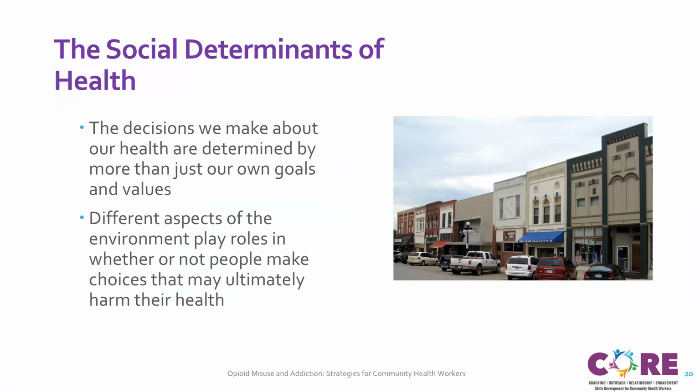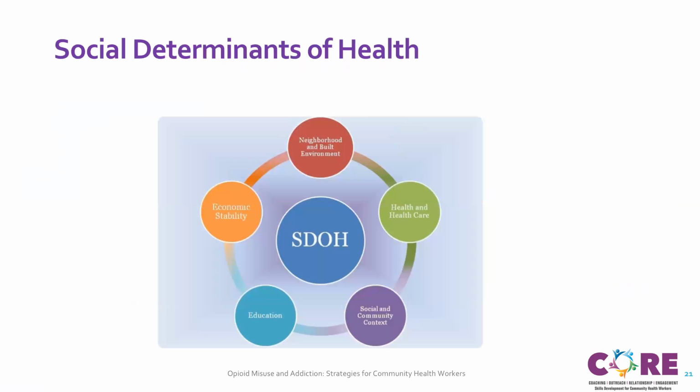A lot of times when we are answering that question, we talk about these environmental settings as the social determinants of health, since they play such a big role in determining our health behavior. Different aspects of the environment play roles in whether or not people make choices that may ultimately harm their health, like using opioids. And moving ahead a little bit, this is one way of visualizing that. It's a big cycle with different features of the environment affecting others. We can see that economic stability is going to affect your ability to participate in your education, and your social and community context is going to affect the quality of your healthcare options. So all these different environmental factors interact with one another and then produce outcomes.